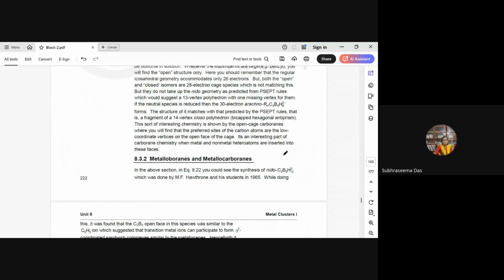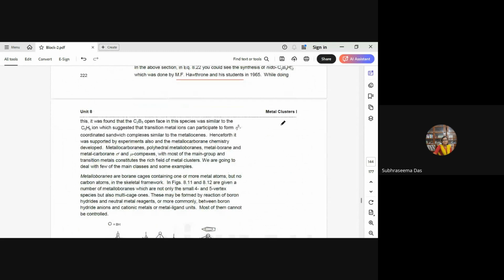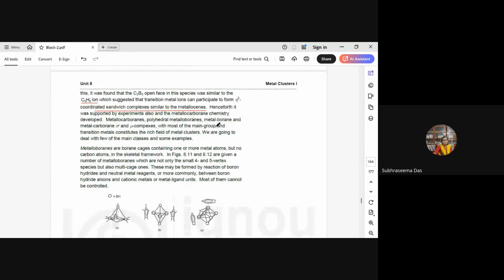Now coming to metalloboranes and metallocarboranes. The synthesis of nido C2B9H12 was done by Hawthorne. While doing this, it was found that the C2B3 open face in this species was similar to the C5H5 minus ion, that is the cyclopentadienyl ion, which suggested that transition metal ions can coordinate to form sandwich complexes similar to metallocenes. Henceforth, this was supported by experiment and metallocarborane chemistry was further developed.